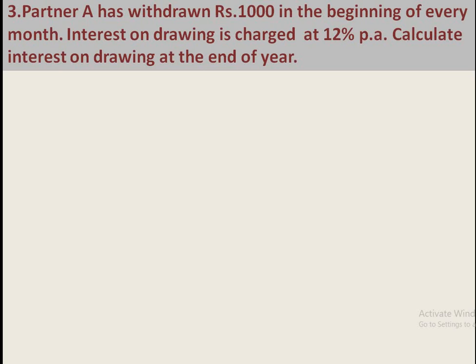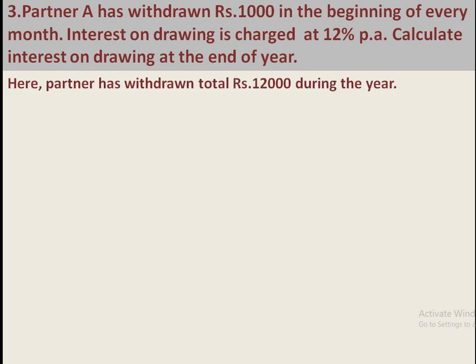Before starting the sum, let me highlight what is new here. A has withdrawn 1,000, but when? In the beginning of every month. So his total drawing during the year is 12,000. But what is our problem? Your partner has withdrawn a total of rupees 12,000 during the year. Why? Because 1,000 per month, annually 12,000.